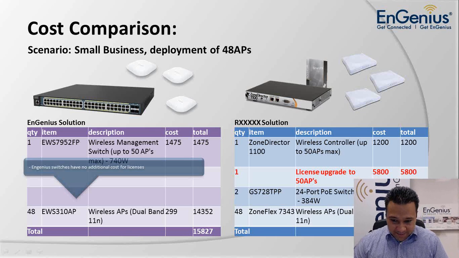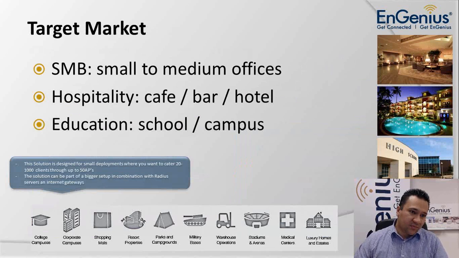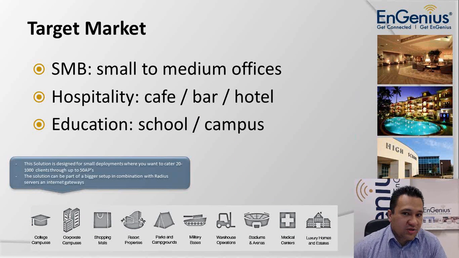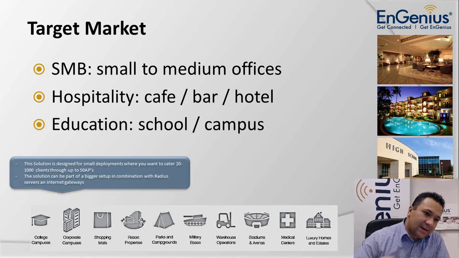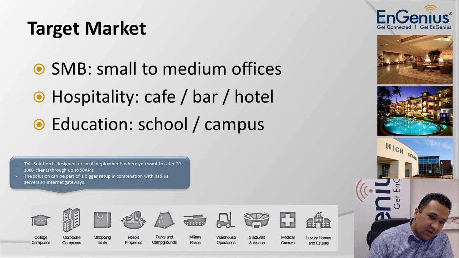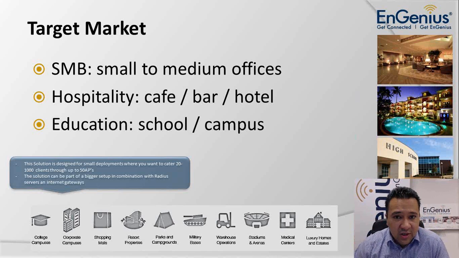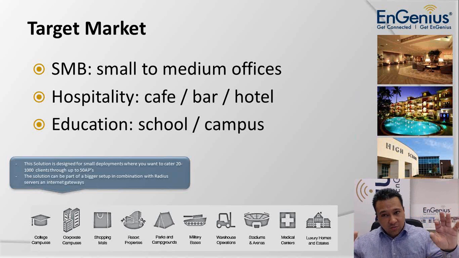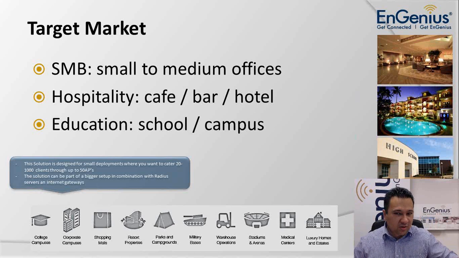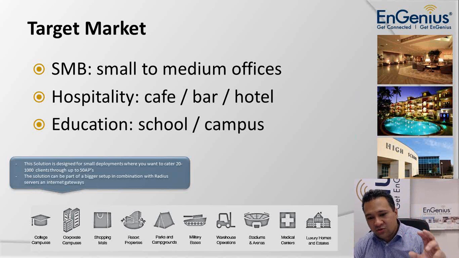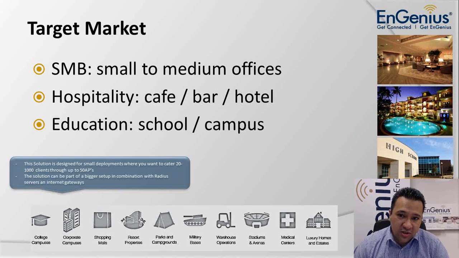So, target market. The EWS solution is designed for smaller deployments, where you want to cater 20 to 1,000 clients through 50 APs. And of course, if I use the word 50 APs, that means with one cell. In the future, we will also have the Easy Master software, which can manage more cells, so you can combine bigger deployments into one deployment. But currently, if you want to use only the EWS solution with one switch, you can make a deployment for up to 1,000 clients with 50 APs on one EWS switch.